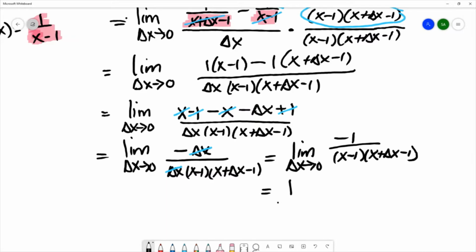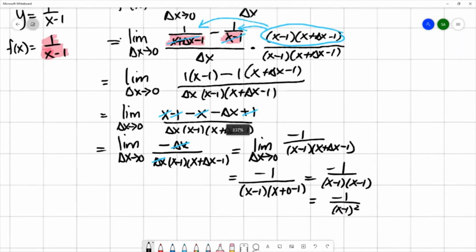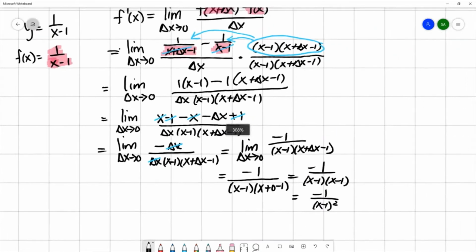So I've got negative 1 over x minus 1, x plus 0 minus 1. That's negative 1 over x minus 1 times x minus 1. And that's the same thing as negative 1 over x minus 1 squared. So that is the derivative. And it is the same derivative that you would get if you used the shortcuts.